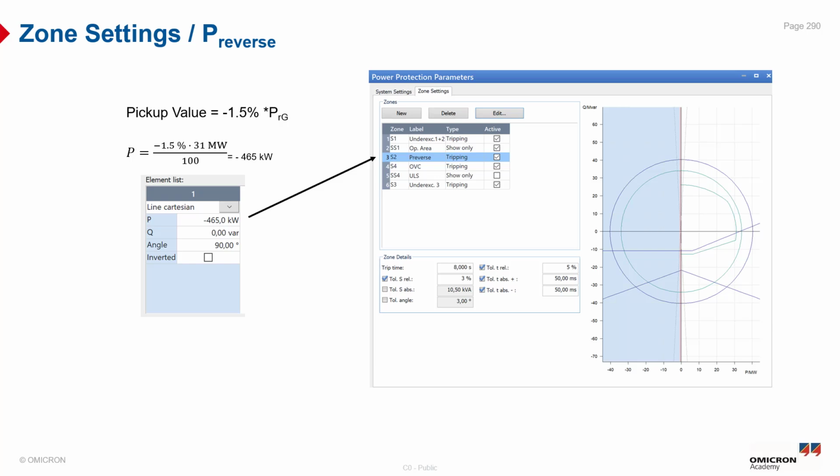This means that when the generator begins to absorb approximately 465 kilowatts of power, instead of delivering it, the reverse power protection will detect this condition and initiate a trip or alarm depending on the relay configuration. This function is crucial for preventing motoring operation, which can cause overheating and mechanical stress on the turbine and the prime mover. This line can be expressed as a line Cartesian, as you can see, with the power equal to minus 465 kilowatt, Q equal to 0, and the angle here is 90, which is the red line we can see on our graph.